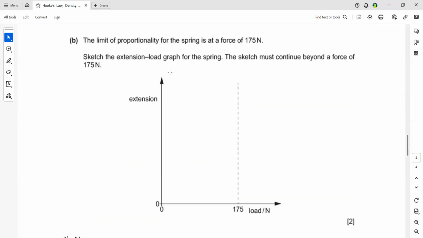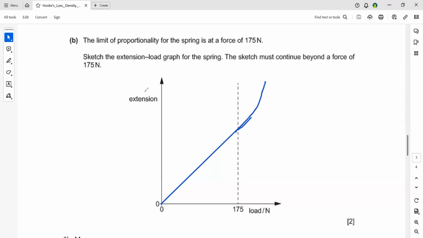The limit of proportionality of the spring is a force of 175. For the extension-load graph to be sketched, first we'll have a straight line, because when two quantities are directly proportional, there will be a straight line passing through the origin. Then what will happen? If extension is on the y-axis, what will be the shape of the graph? If we go further increasing the force, extension will increase at a greater rate. So the slope will increase.